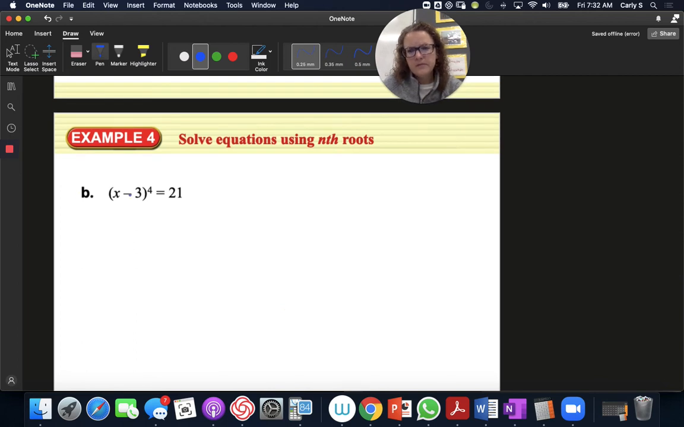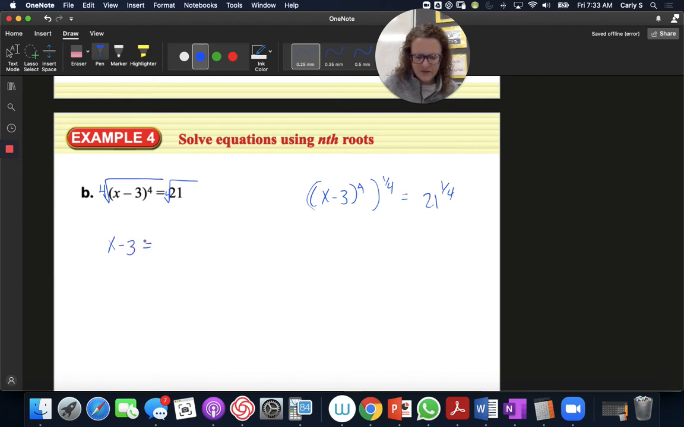Okay, here I have an even power, so I want the opposite of the 4th power, so I'm going to do the 4th root, which also means I can do x minus 3 to the 4th power to the 1/4, because that gives me just x minus 3 equals, I don't think I can do the 4th root of 21. Makes no sense. Nope, so we're going to leave it just as the 4th root of 21.